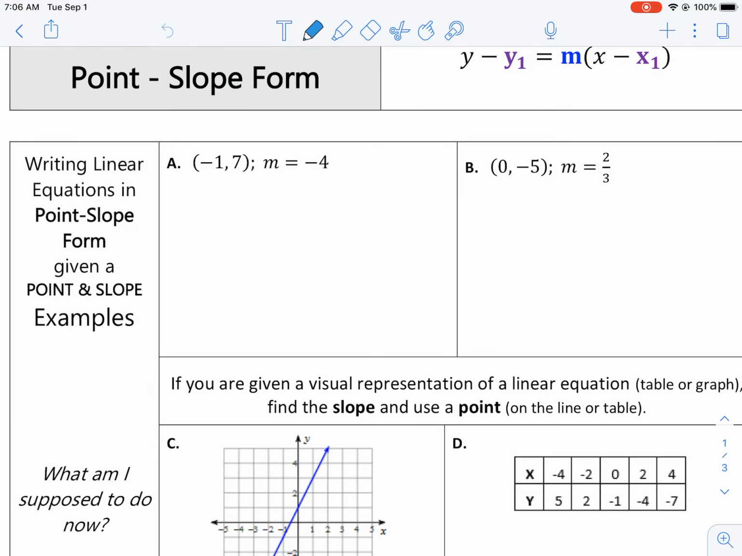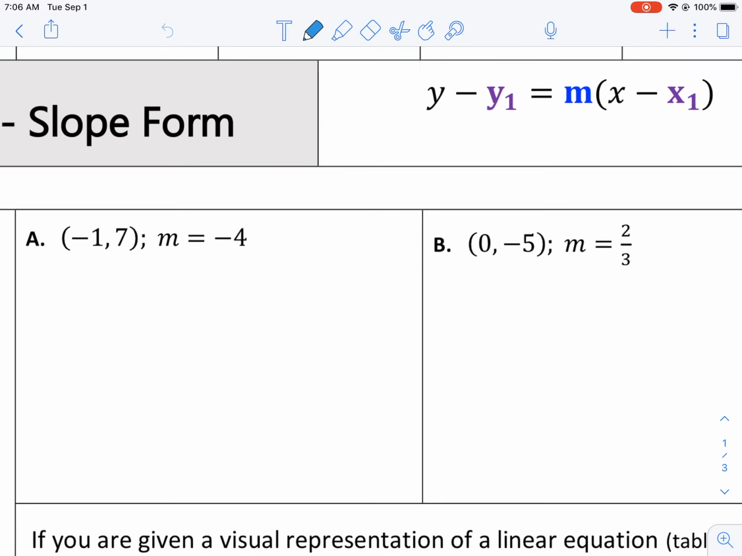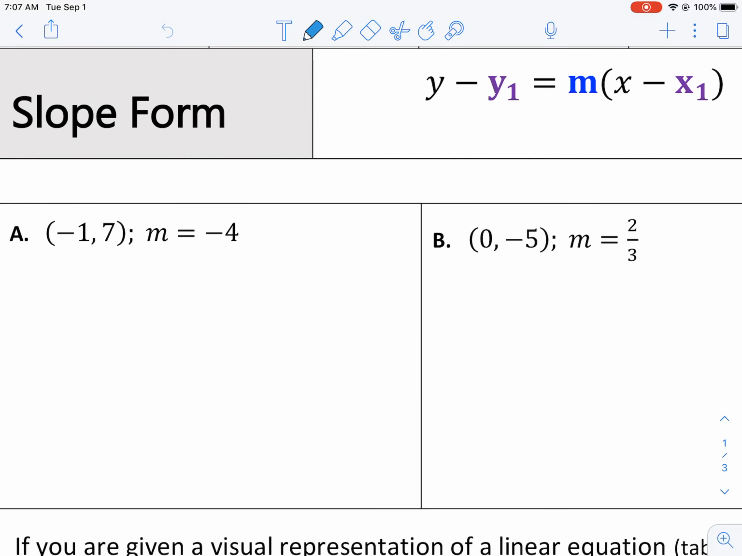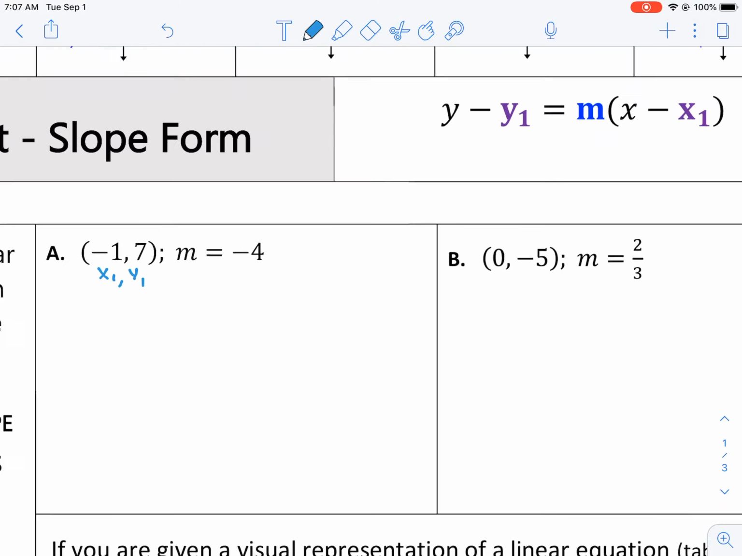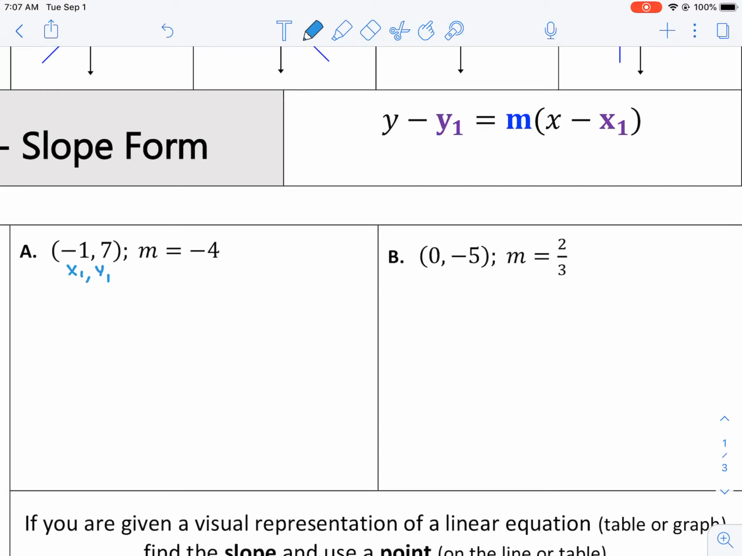So these are actually very easy, all right, in point slope form. As you guys will see compared to tomorrow, we already have a point and the slope. That's all we need for point slope form, okay? So if we fill this out, this is our x1, this is our y1, and then all we need to do is just plug these into this equation up here, all right?